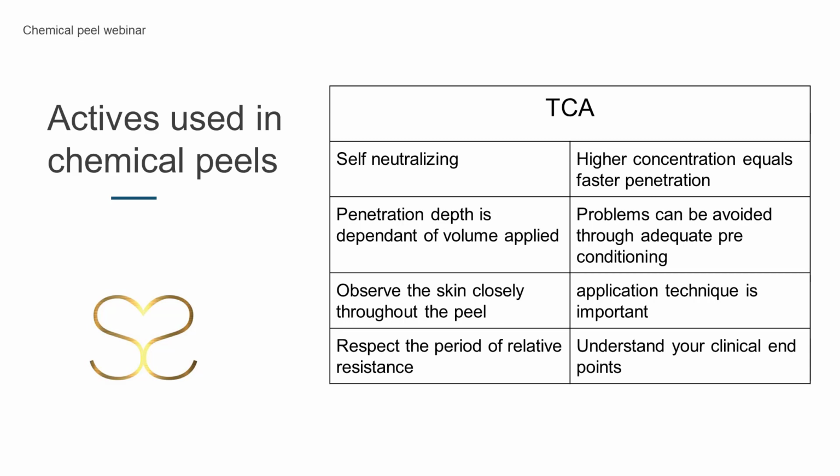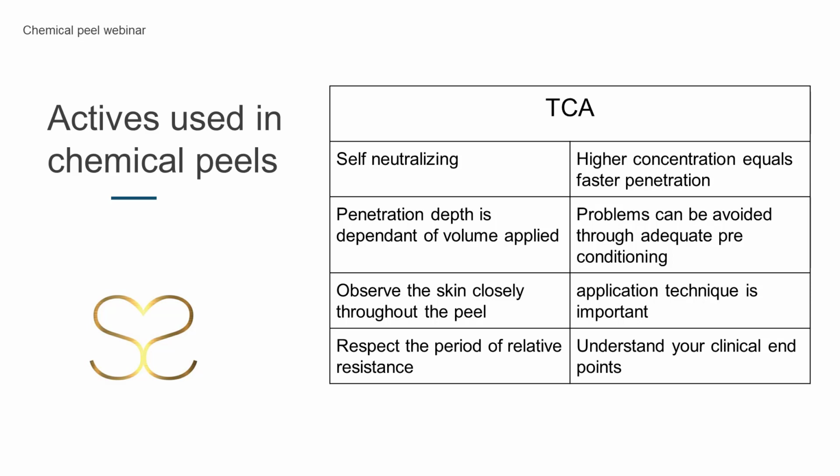Unlike alpha hydroxy acids, a TCA peel is a self-neutralizing peel. It penetrates rapidly, and as it coagulates proteins in the epidermis, it neutralizes itself. The higher the concentration of the acid, the quicker the penetration, and this means higher concentrations should therefore be reserved for people with a lot of experience working with TCA.